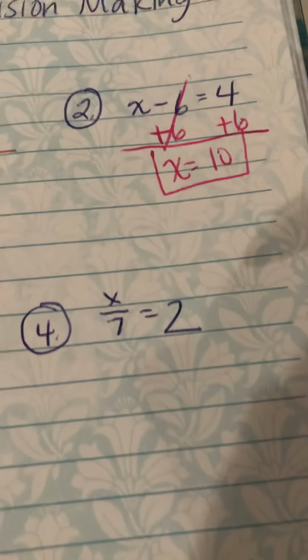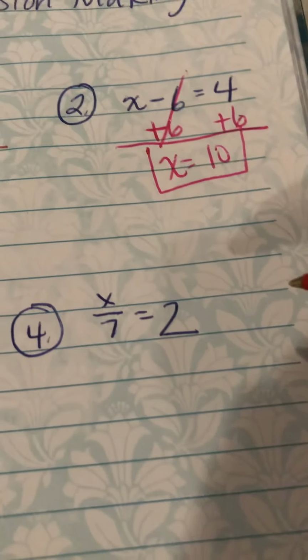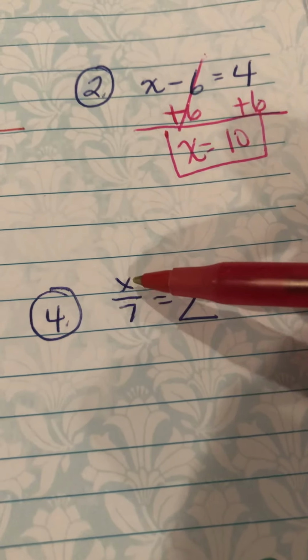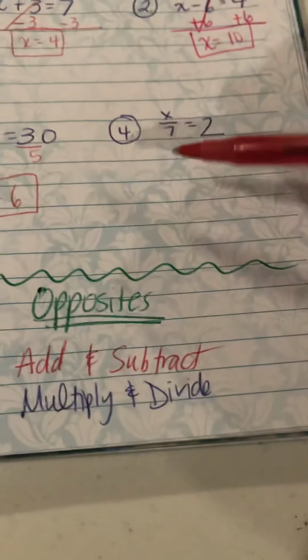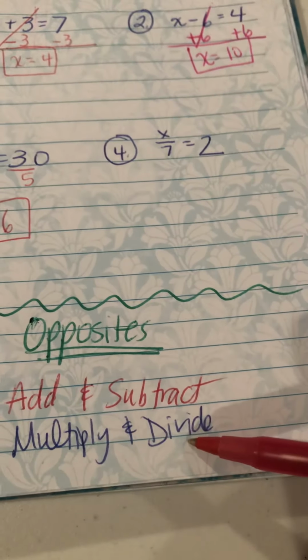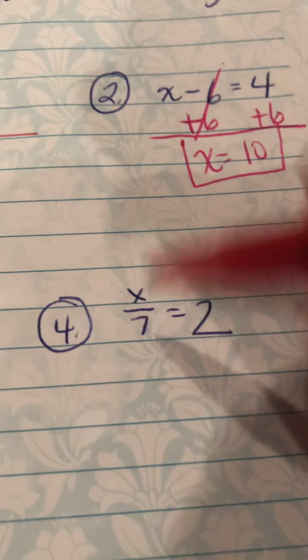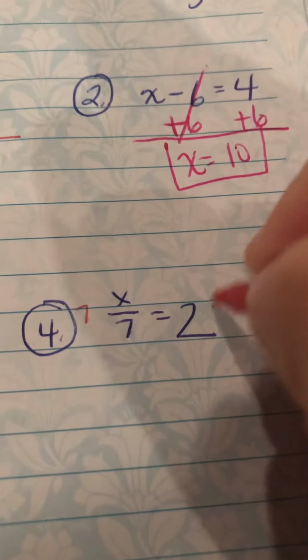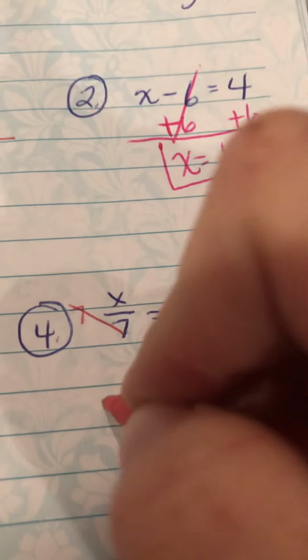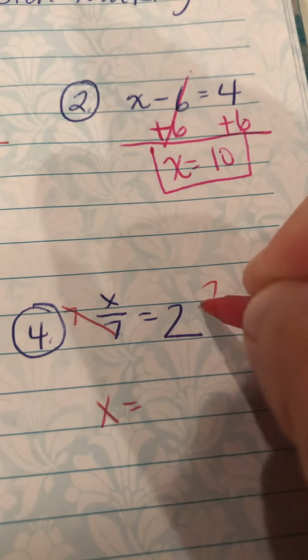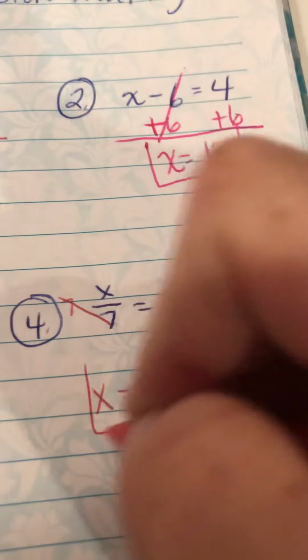And this one seems to get frustrating for students, but I want you to see that it says x divided by 7. And we just said that opposites are multiply and divide. So if it's already divided, we need to multiply it. If that says x divided by 7, we're going to times by 7 on both sides. Again, that's the multiplicative inverse, and 2 times 7 is 14.